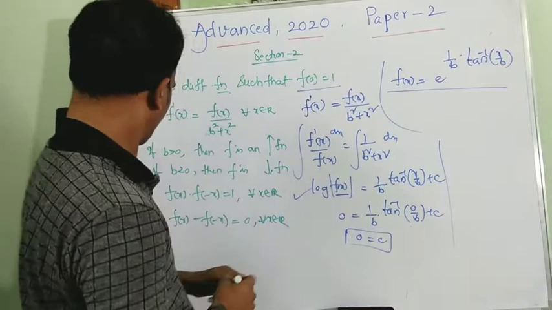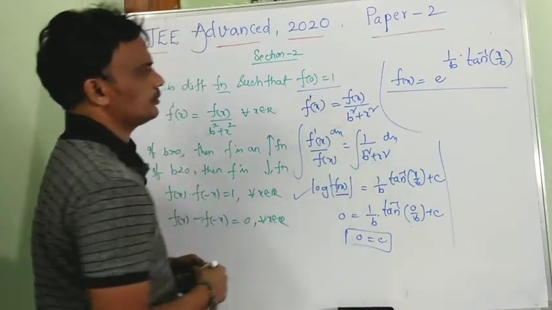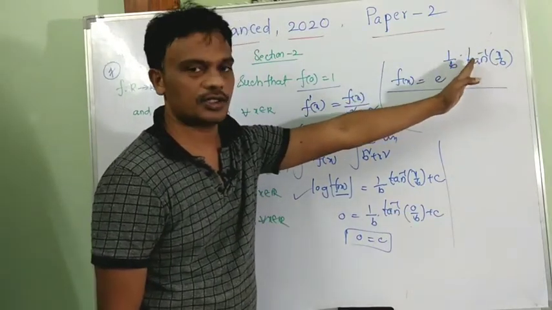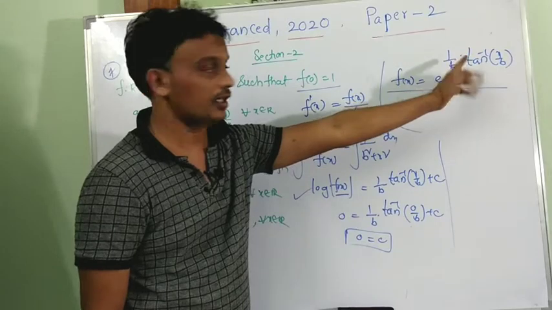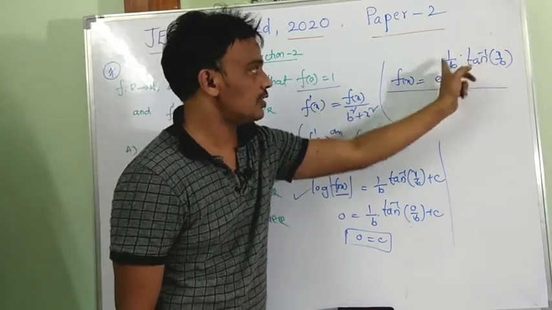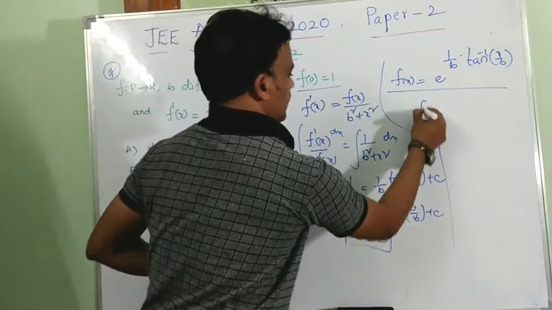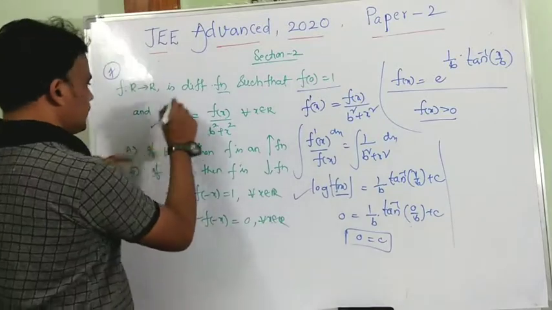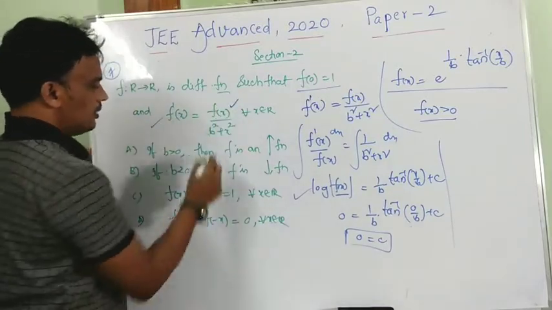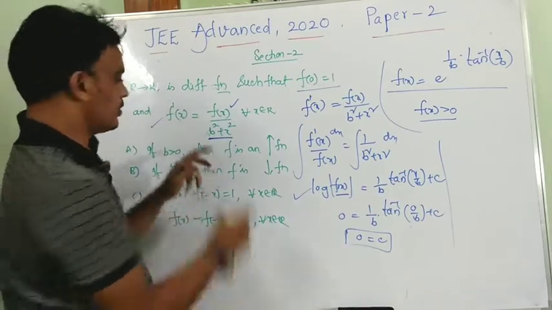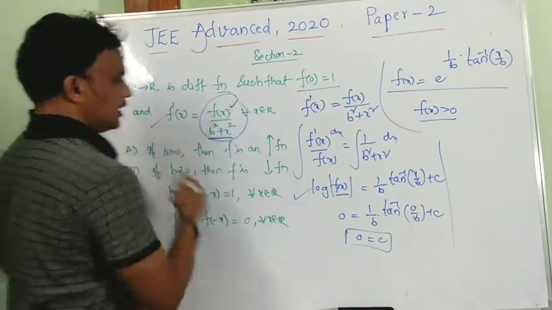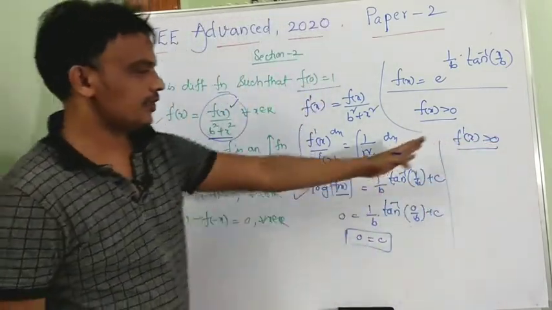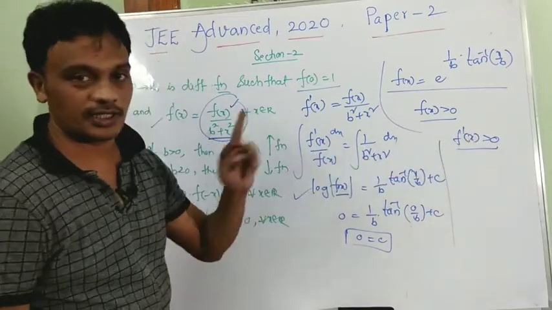Now coming to the options. If b is greater than 0, the total value is greater than 0, so this function is positive. That means f of x is positive. Coming to the definition, f of x in the numerator is positive, and b square plus x square is positive, so f dash of x is greater than 0. Then I can say f is an increasing function.